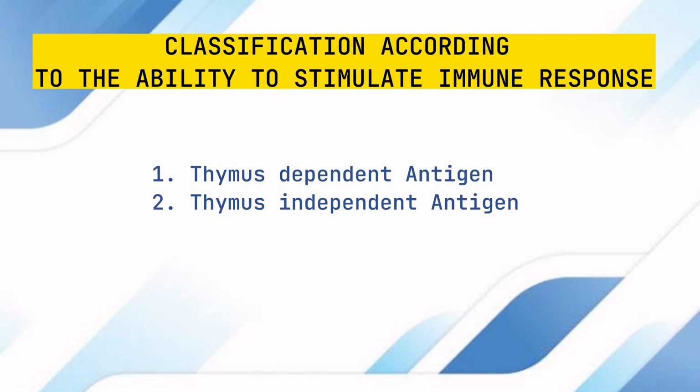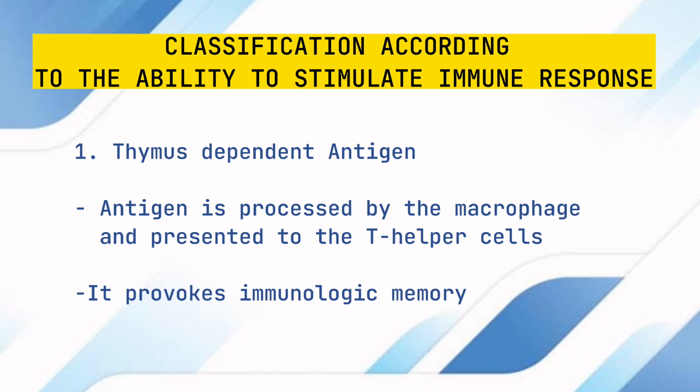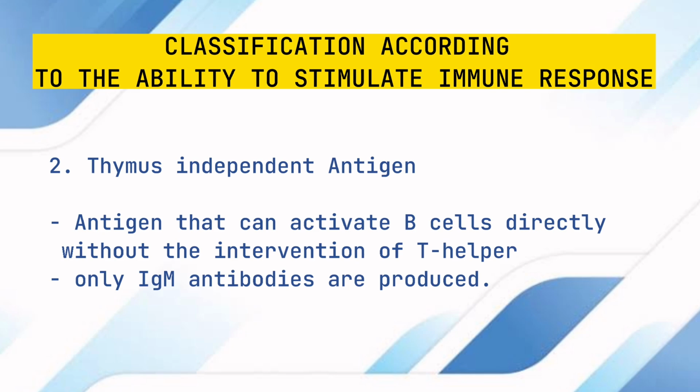Classification according to the ability to stimulate immune response. 1. Thymus-dependent antigen. 2. Thymus-independent antigen. Thymus-dependent antigen: antigen is processed by the macrophage and presented to the T helper cells. It provokes immunologic memory. Thymus-independent antigen: antigen that can activate B cells directly without the intervention of T helper. Only IgM antibodies are produced.